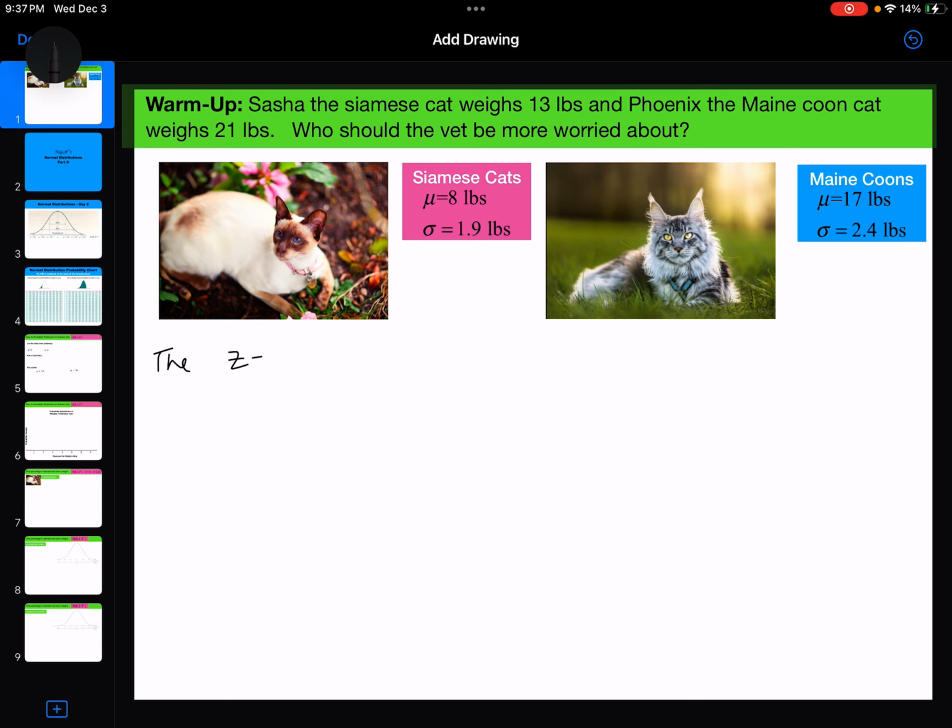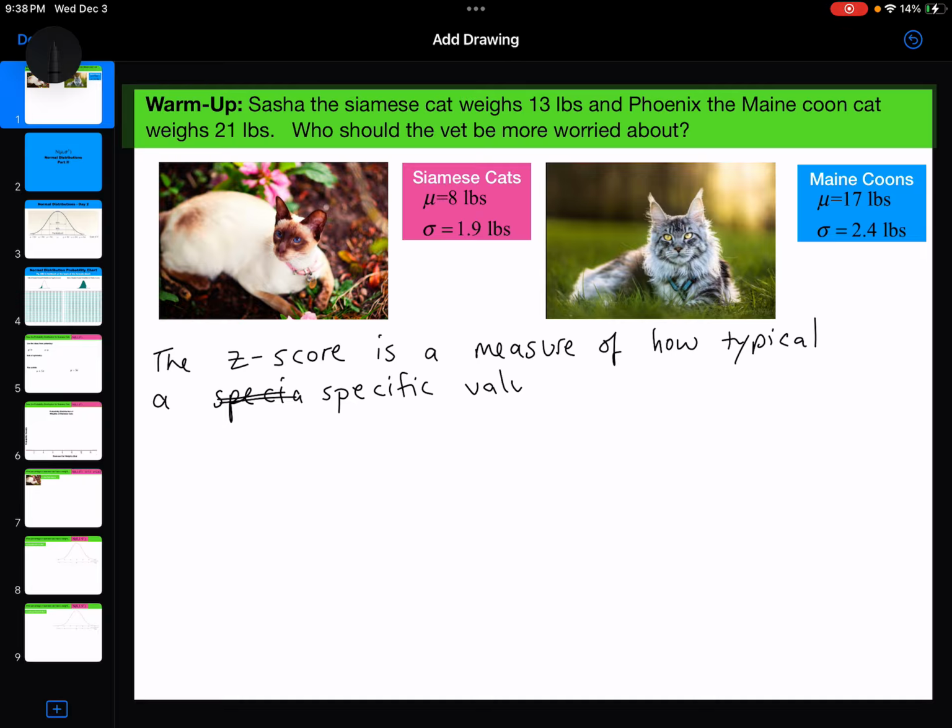We wrote this down in yesterday's notes, but just to remind you again, the Z-score is a measure of how typical a specific value is in comparison to the overall population.